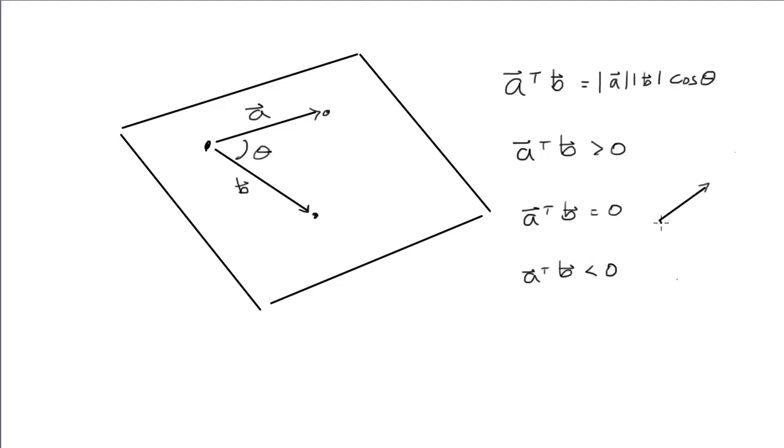0, the vectors are orthogonal. Positive, acute angle, and negative, obtuse angle.